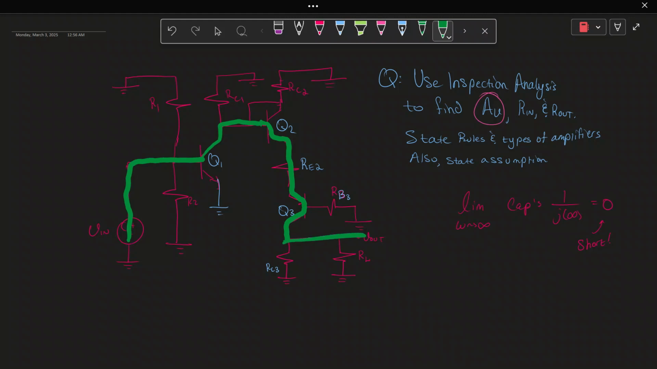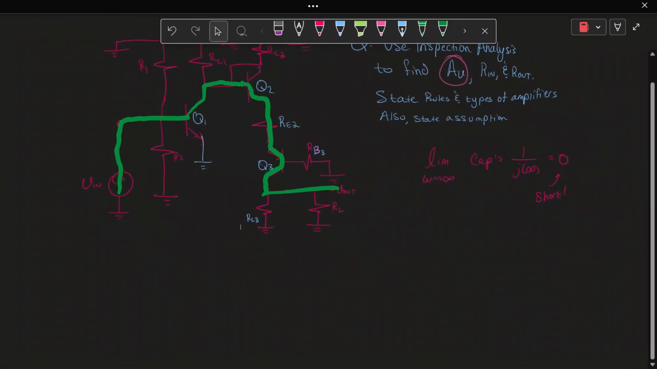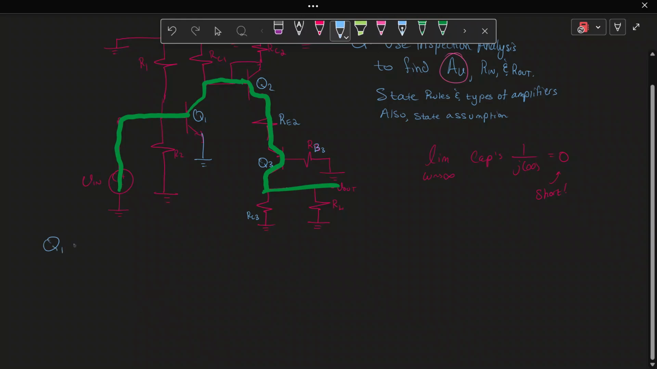So what do we know? I'm going to have to back out so we can see this, but anyways, Q1: what kind of amplifier is it? Well, it's a common emitter. Whichever terminal our green line does not touch is what we call our common amplifier. Since it doesn't touch the emitter, it's called the common emitter amplifier.